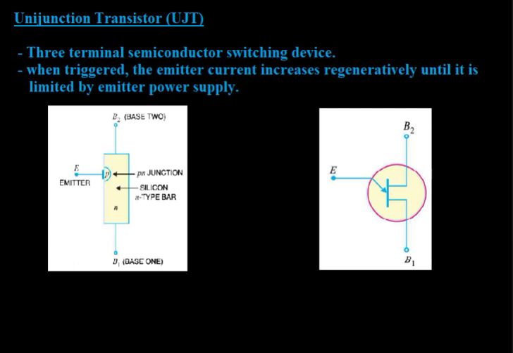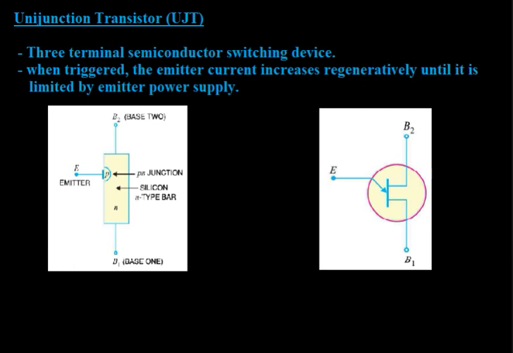This device has a unique characteristic that when it is triggered, the emitter current increases regeneratively until it is limited by the emitter power supply. So that is the unique characteristic of this device. When it is triggered, that is, switched on, the emitter current increases regeneratively and it is limited by the emitter power supply.